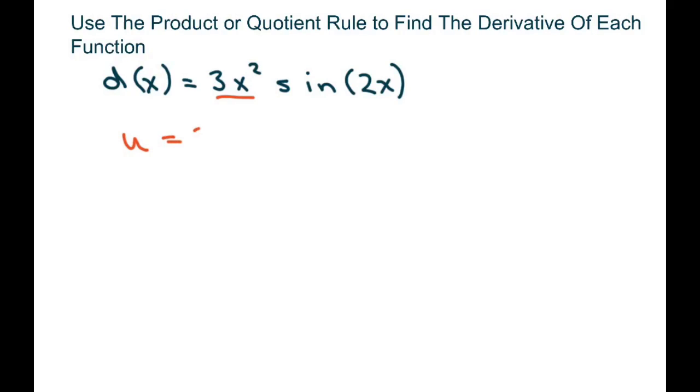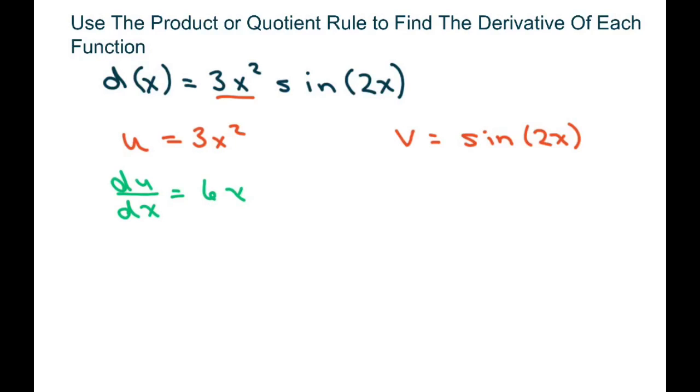So u equals 3x squared. And I'm going to let v equal sine of 2x. Now we take the derivative of each. So derivative of u with respect to x is just 6x. And the derivative of v with respect to x, so the derivative of sine is cosine of 2x. Then you also have to use your chain rule. So derivative of 2x is just 2, and I put that in front.